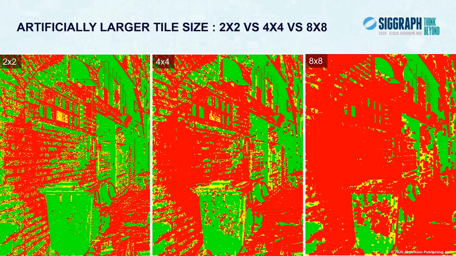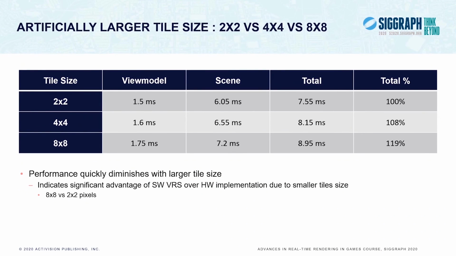What is more interesting to us at this point is what happens if we change the tile size from 2x2 to something larger, to potentially emulate how hardware VRS would fare with the same settings as our VRS. Going from 2x2 to 4x4 and 8x8, we can clearly see there is a significant degradation of efficiency of our method. It's very clear visually. So let's look at the numbers.